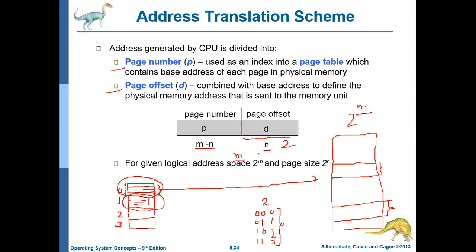Okay. If the page offset is using 3 bits, this D is using 3 bits, how many further divisions are there inside a page? That is 8. Further divisions are 8, so the page size will be 8. If the page offset is using 4 bits, the page size will be 16 in that case.